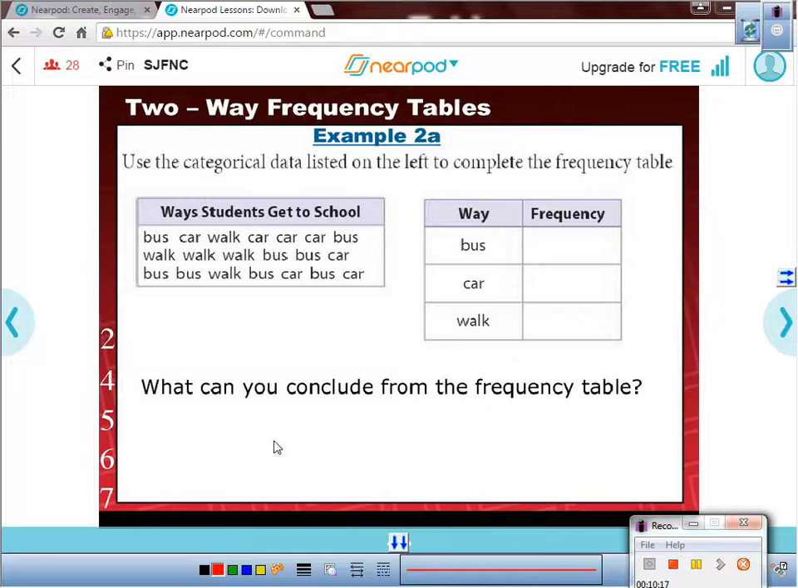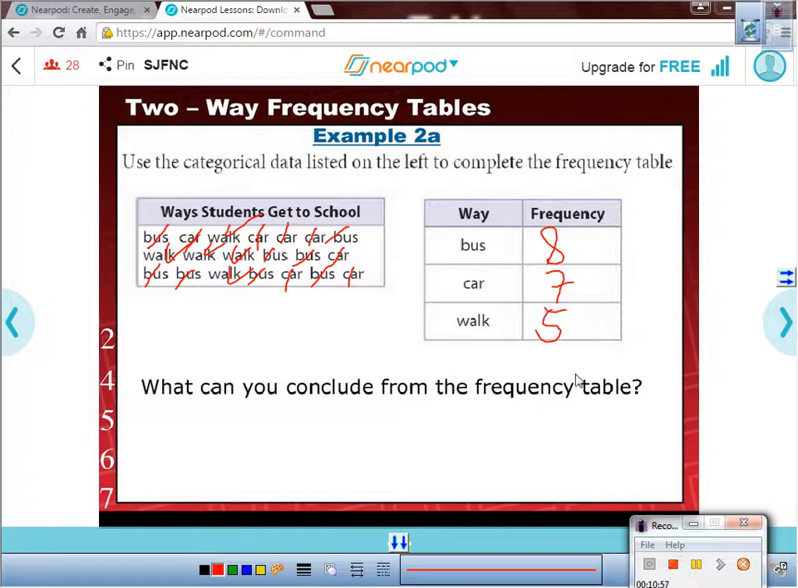So they give you the different ones. So now I'm going to fill out my table. So let's see, bus. 1, 2, 3, 4, 5, 6, 7, 8. 8 students go by bus. How about car? 1, 2, 3, 4, 5, 6, 7. How about walk? 1, 2, 3, 4, 5.